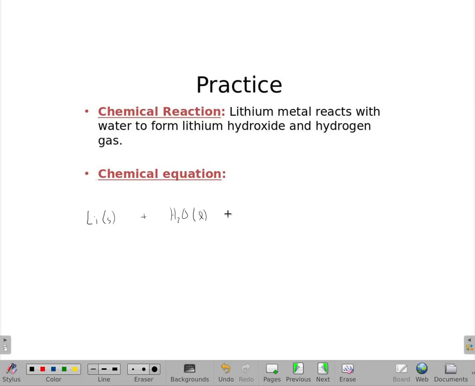All right, these two go and react together. They form lithium hydroxide. And I have to look at the charges here on our ions because that is an ionic molecule. Lithium always forms a positive ion, and hydroxide forms a negative. So lithium hydroxide will just be LiOH. And then last thing is hydrogen gas.